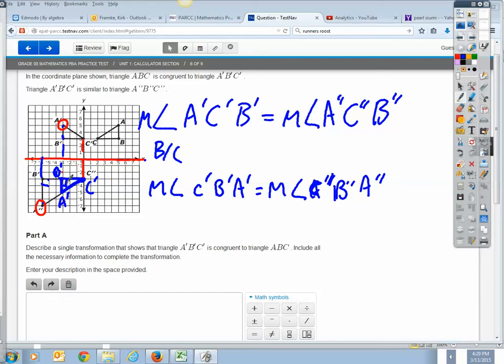So then, if I have two angles that are equal in a triangle, then I know the third angle is also equal. So I could say that I can see that the triangles have the exact same angles, so I'd have to write that. I could also say that the side lengths are all doubled, right?